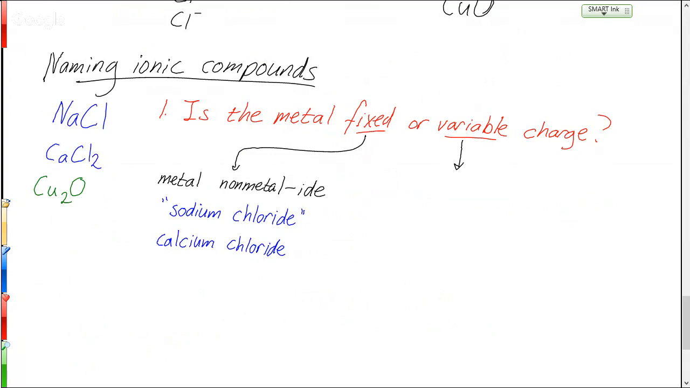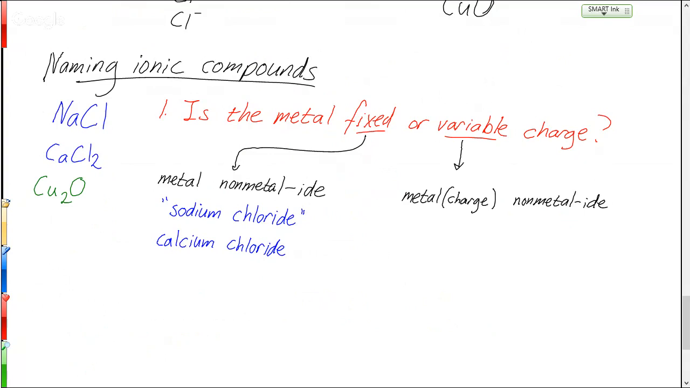If it's variable charge, the name looks very, very similar. There's only one difference, which we talked a little bit about on Tuesday. We have to specify the charge of the metal in parentheses and Roman numerals because there could be different possible charges. So we have to have that charge.